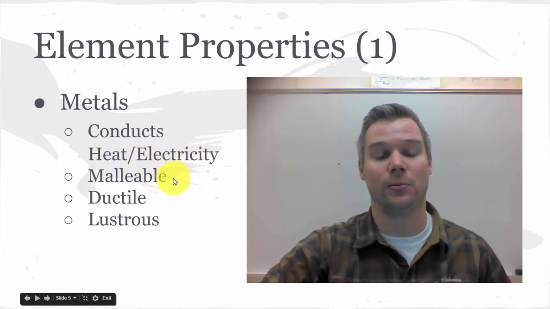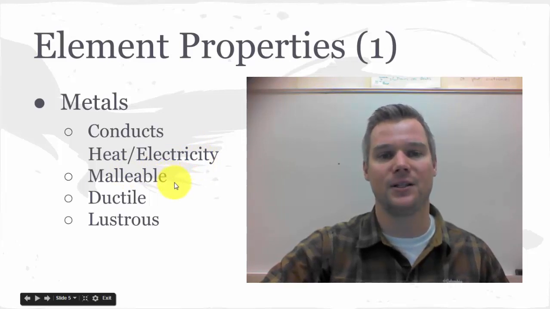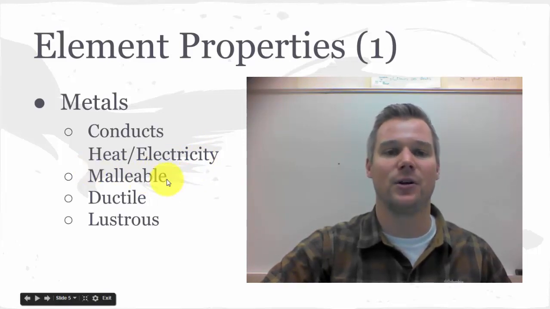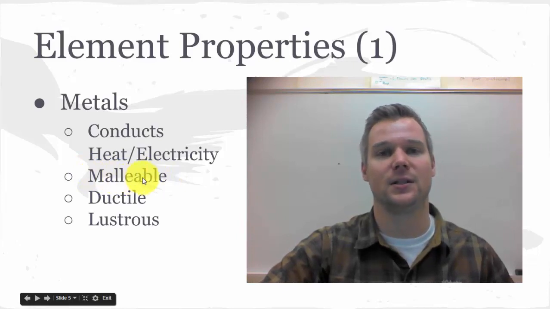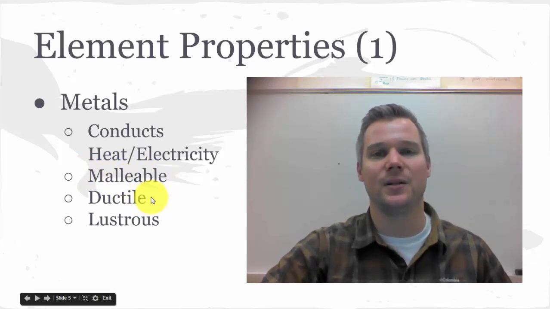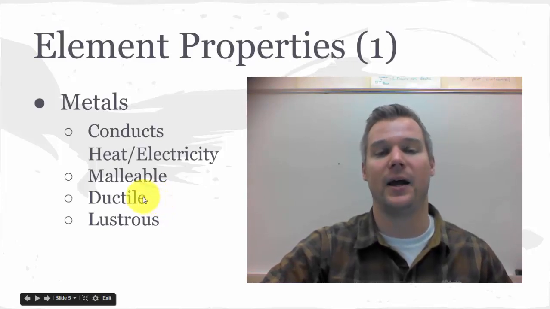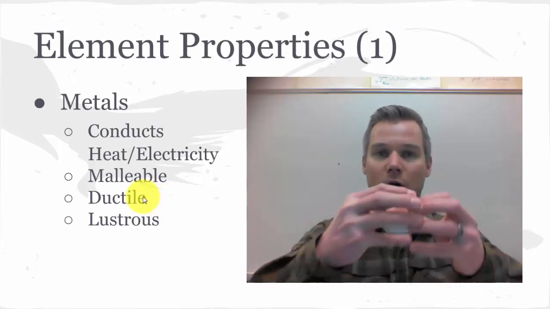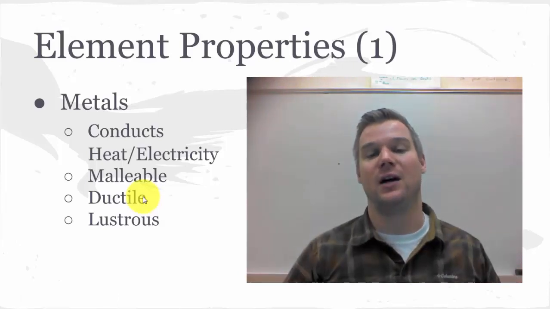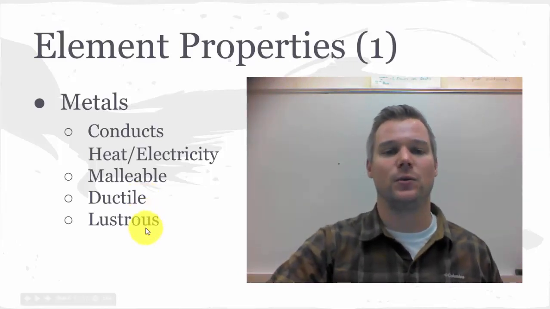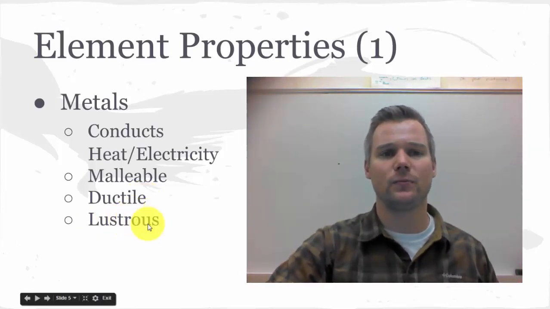They are normally malleable, which means they can be hammered into thin sheets. I like to think of a hammer as a mallet, so I remember malleable is thin sheets. Ductile means they can be drawn into wires. Now, I think of heating ducts in the basement of my house, and heating ducts are long and drawn out tubing, which is a lot like a wire, and then lustrous, which means shiny. So those are properties of metals.